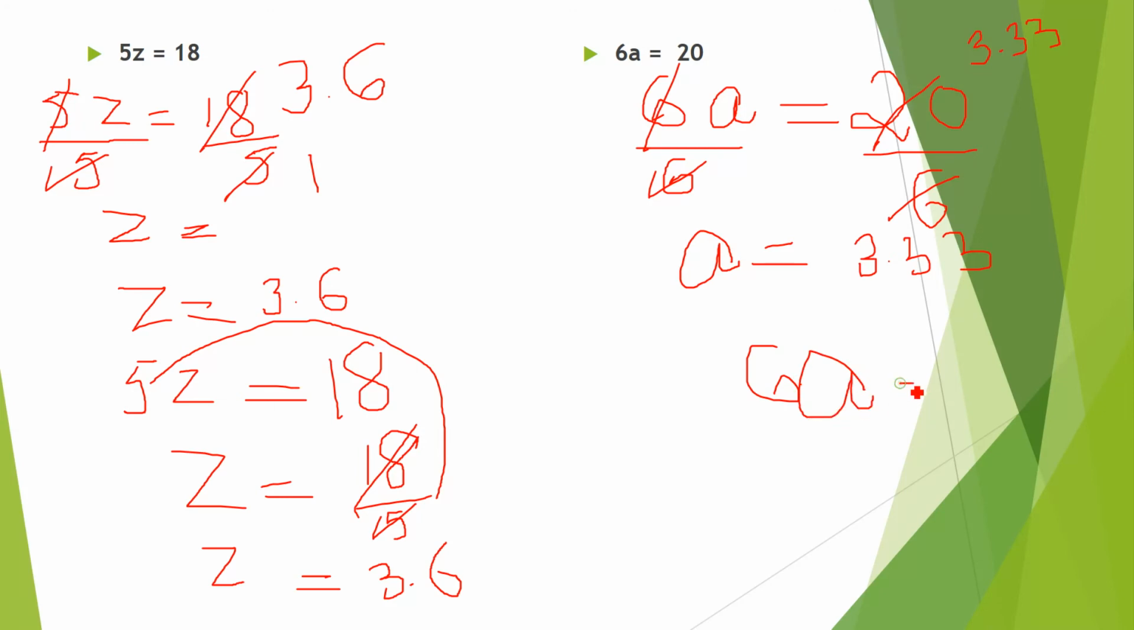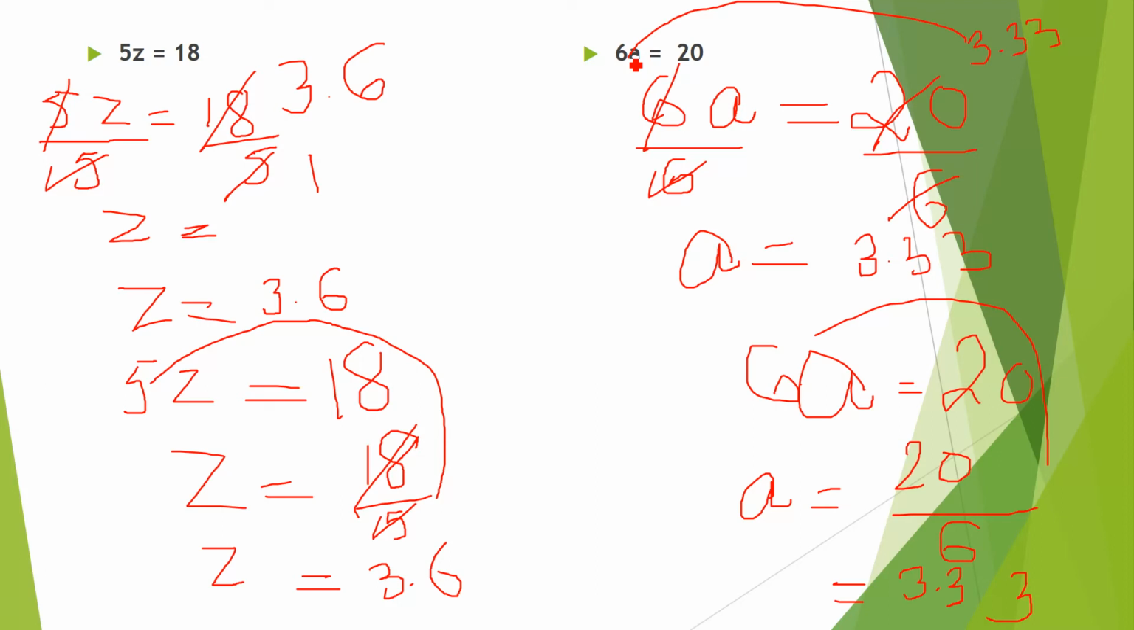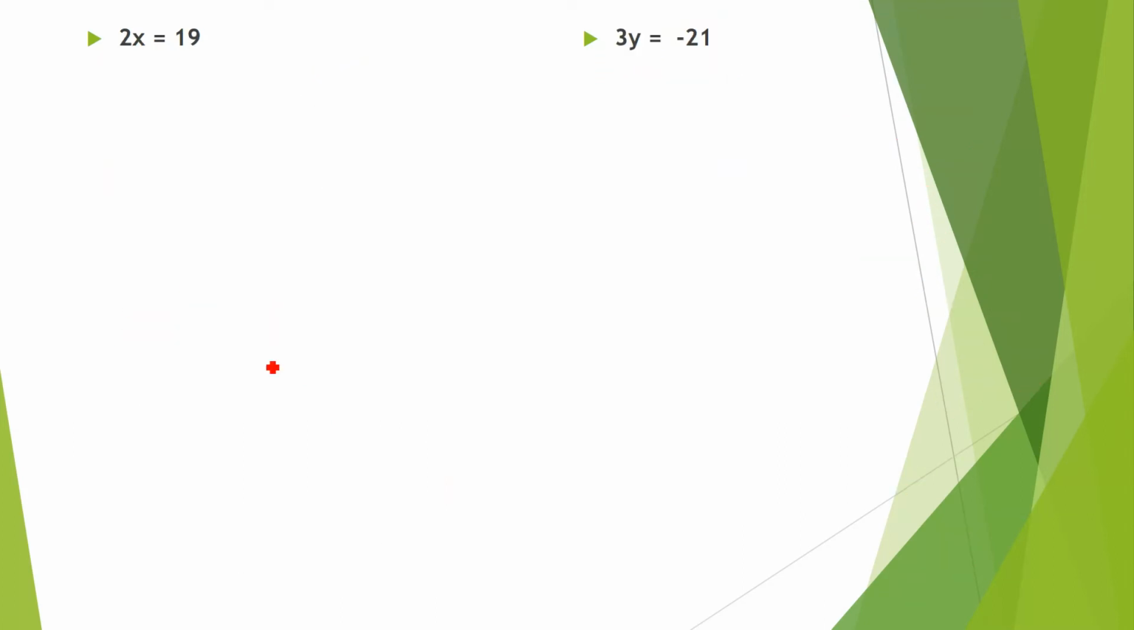6a equal to 20. So a will remain the same and then 20 will remain the same. This 6 will move to the other side. So again the value of a is 3.33. If you put this value 3.33 in the question instead of a, because this is the value of a, and then multiply with 6, you will get the same answer, 20. It means left hand side equal to right hand side, and your question is right.